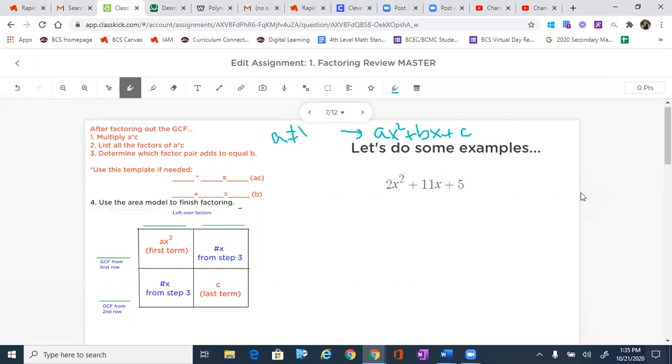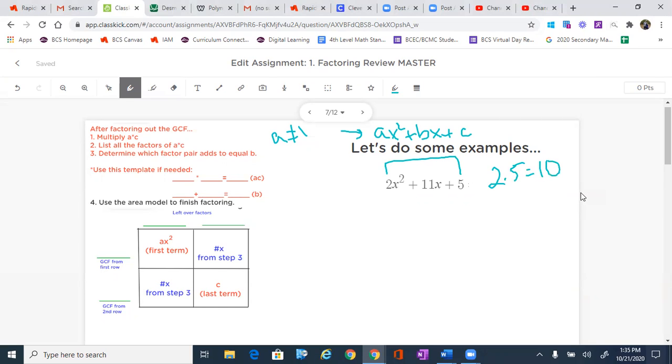So the first thing we want to do is look for a greatest common factor. And if I look at 2, 11, and 5, you should notice automatically there is not a greatest common factor in there. Okay, 2 doesn't divide 11, 2 doesn't divide 5, and not all of them have an x on it. The next thing I'm going to do is multiply A times C, which is 2 times 5, and that equals 10.